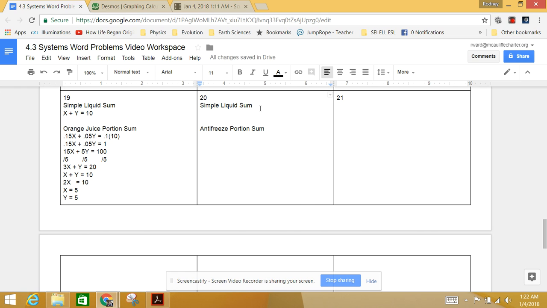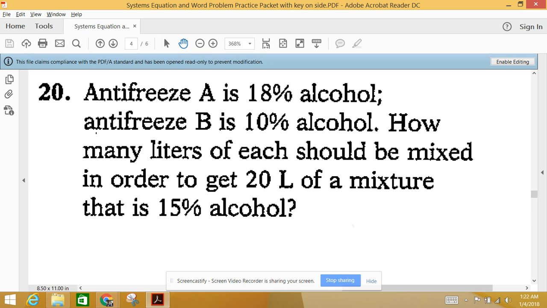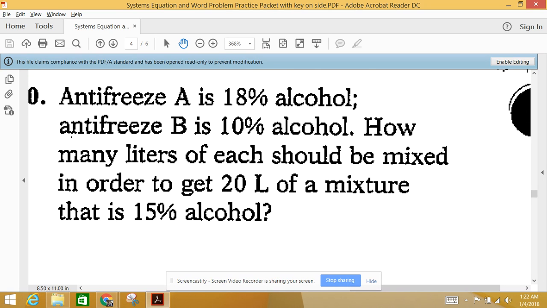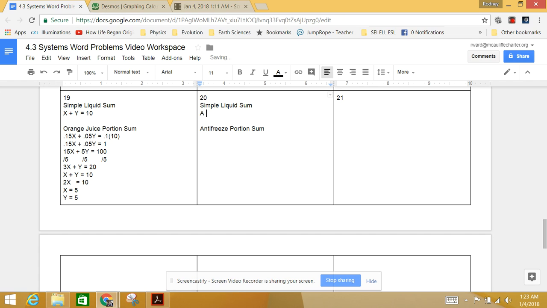You're going to do number 20. You might want to pause and try it on your own. This is, again, a mixture problem, more classic mixture. We have some antifreeze A and antifreeze B. Antifreeze A is 18% alcohol. Antifreeze B is 10% alcohol. How many liters should we mix to get 20 liters of a mixture that's 15% alcohol? So we have a simple sum: A plus B equals 20 liters.